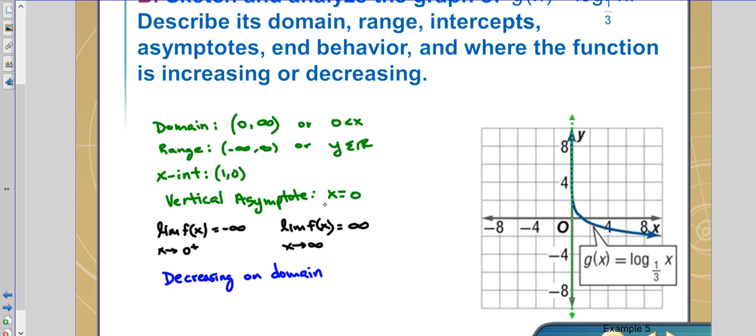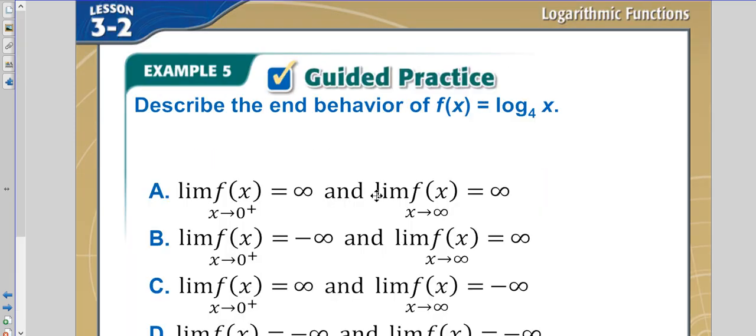And the limits have changed. It's no longer going down as it approaches 0 from the right side, or going up as we go to the right. Now we would say, as I approach 0 from the right side, it's going to positive infinity. As I approach the right, it's going down to negative infinity. All this seems to be the same. We still have this x-intercept at 1, 0. The range is the same, domain is the same. Now you can try to describe this one.